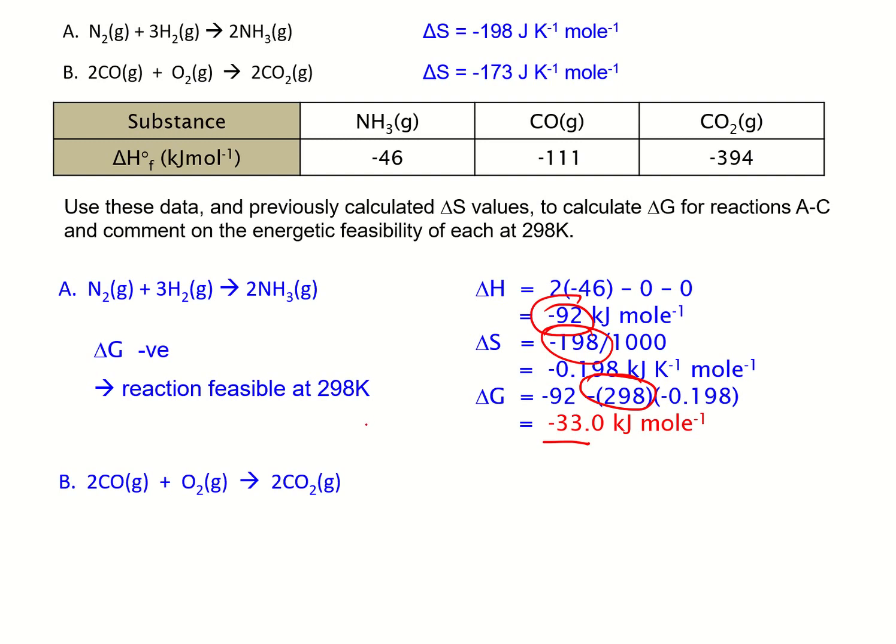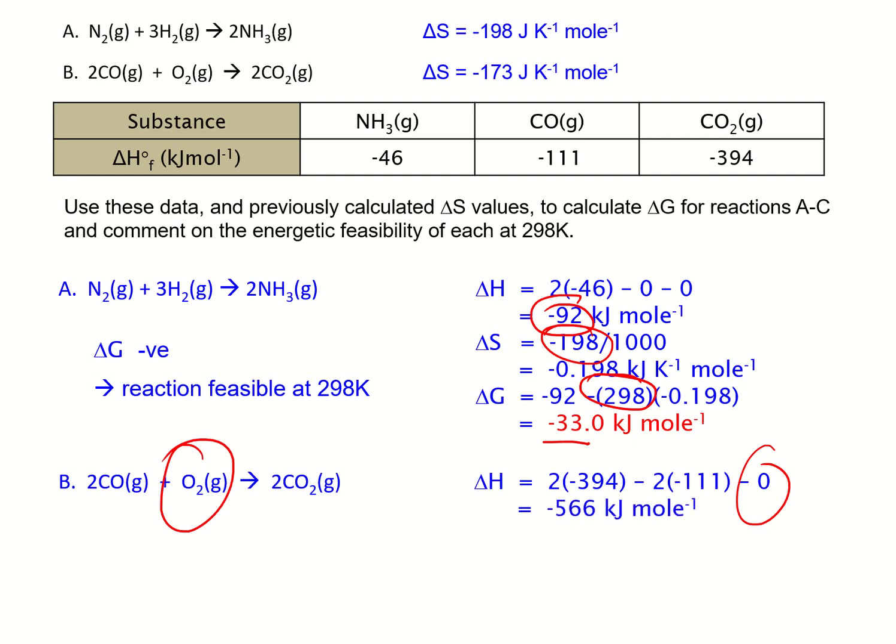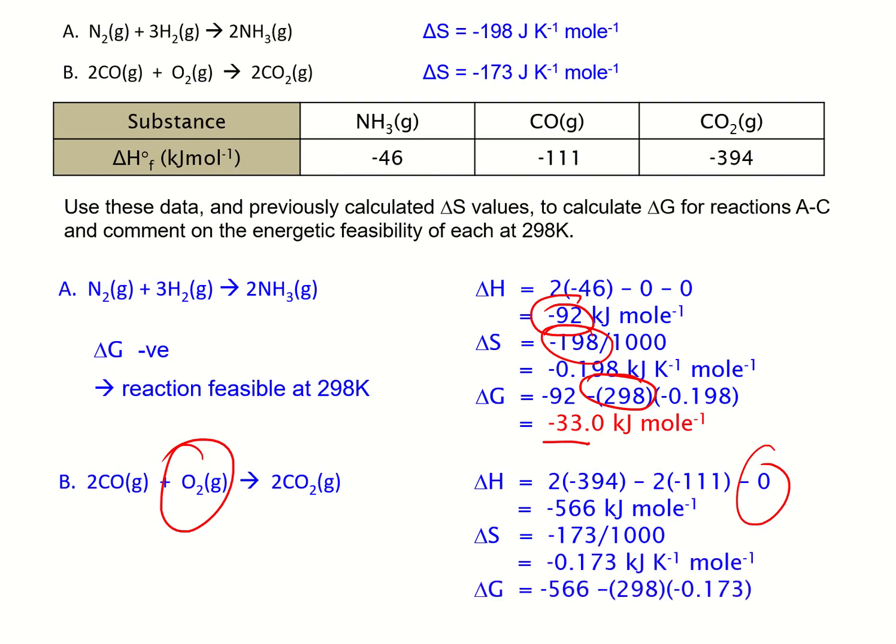So maybe you want to pause the video now and have a go at part B here, with the carbon monoxide turning into carbon dioxide. I'll start it in 3 seconds. 3, 2, 1. Okay, so our delta H is again the sum of the enthalpy of formation of the products minus the sum of the enthalpy of formation of the reactants. Again, you can see there's a 0 here, because we have one element in its standard state, oxygen. And we get that for our delta H. Our delta S, we remember to divide by 1000. Our temperature is 298 kelvins. And we've got minus 514. So that's a very feasible reaction.